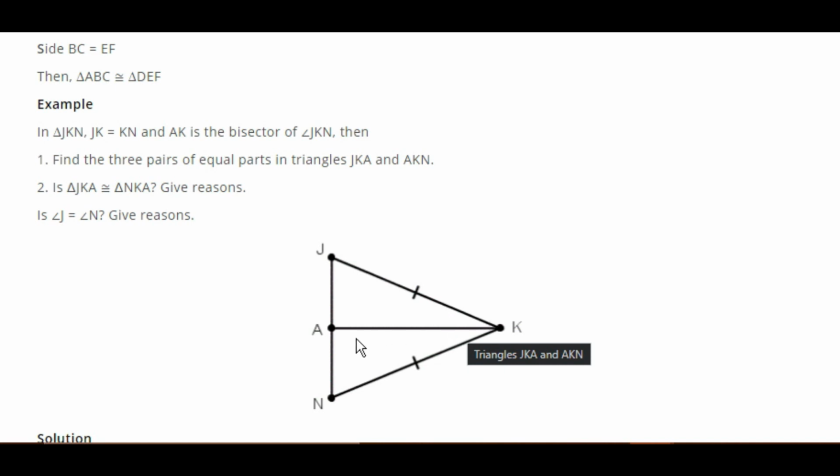the third one is what, AK. AK is common in both the parts of the triangle. That's why these two parts are congruent by SAS. Is angle J equal to angle N? Yes. Why? The corresponding parts of congruent triangles. We can say this as CPCT.